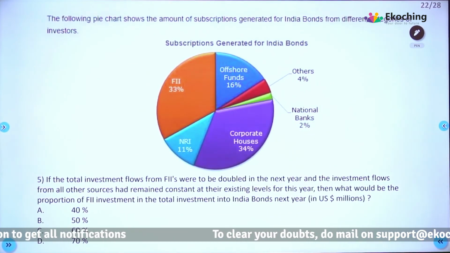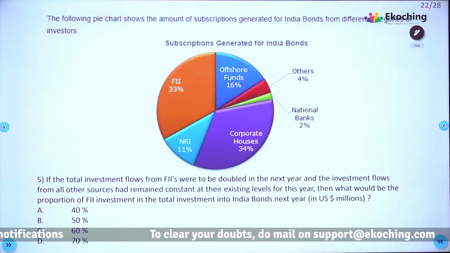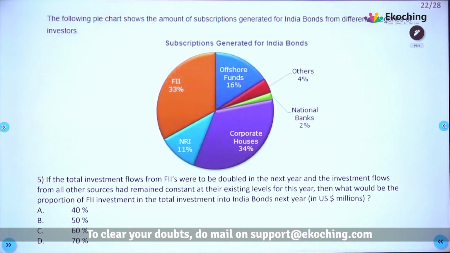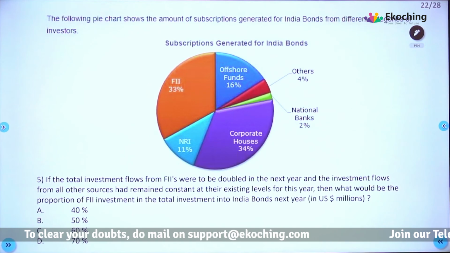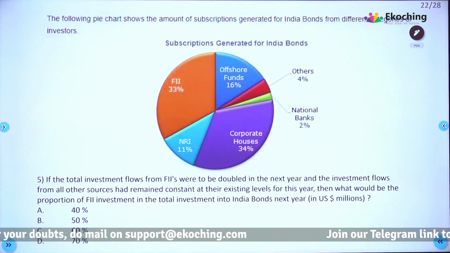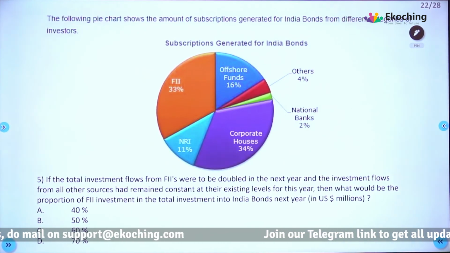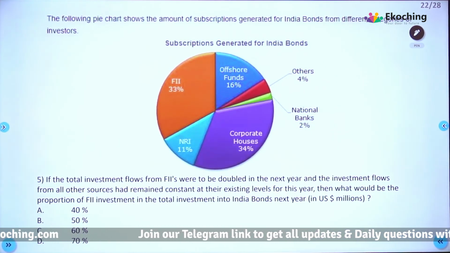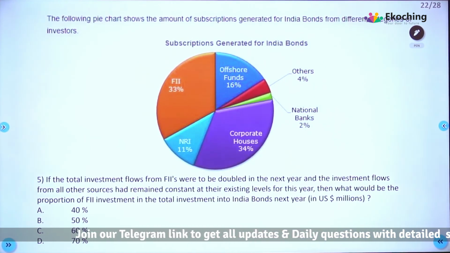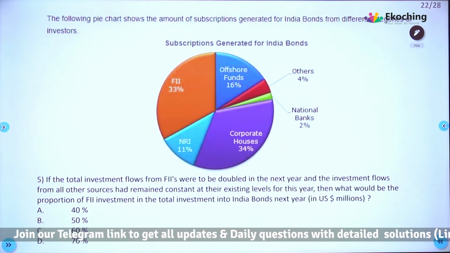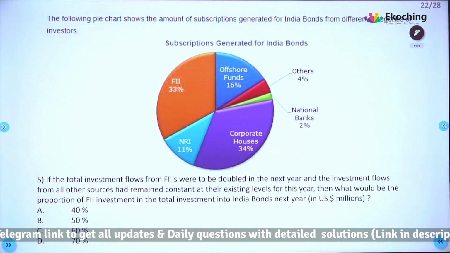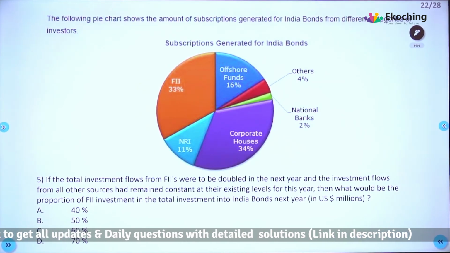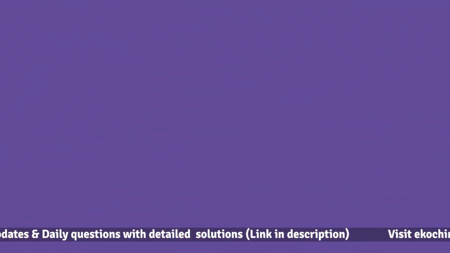Question number 5. If the total investment flows from FIIs were to be doubled in the next year and the investment flows from all the sources had remained constant at their existing levels for this year, then what would be the proportion of FII investment in the total investment into India bonds next year in US $1 million? Right? Easy to moderate question here. Take 1.5 minutes. Pause the video. Come back to me when you have an answer in your hand.